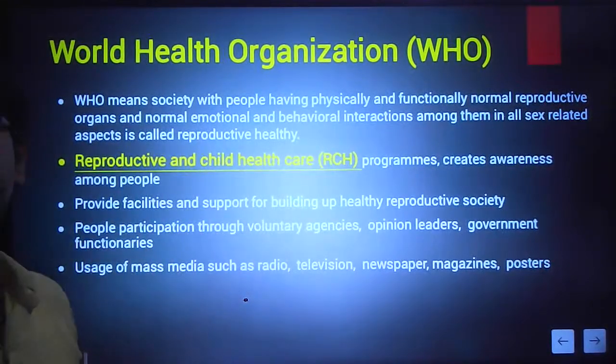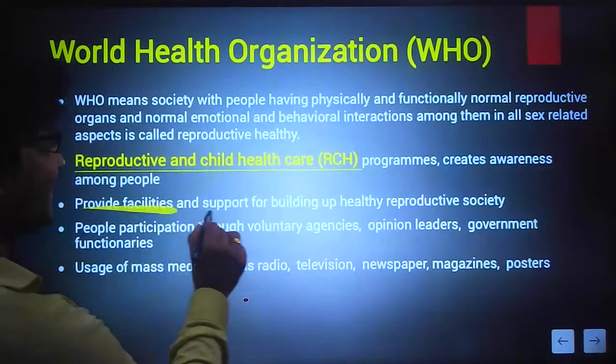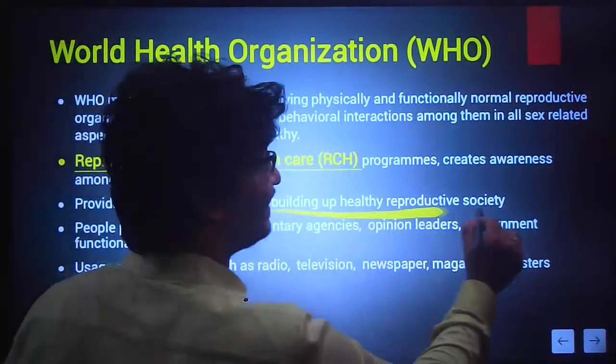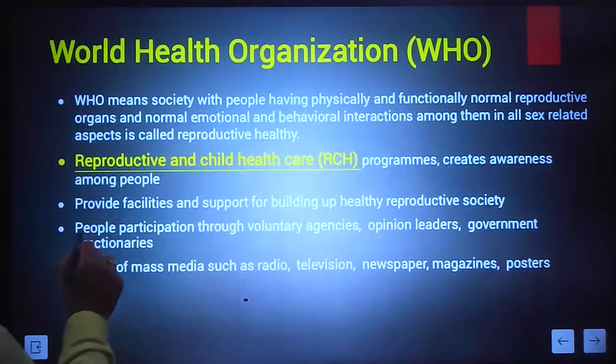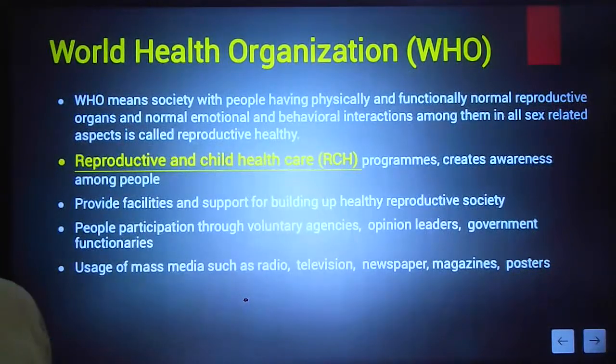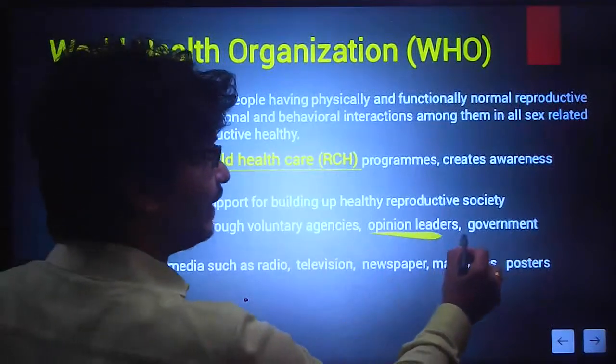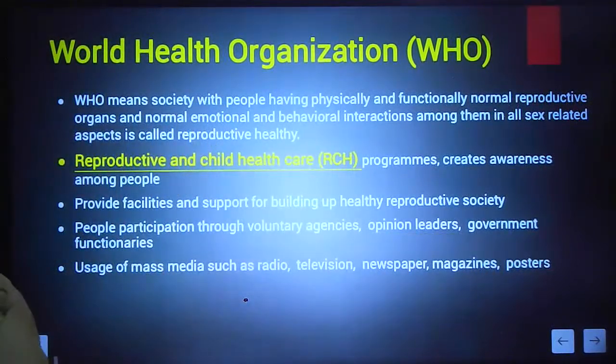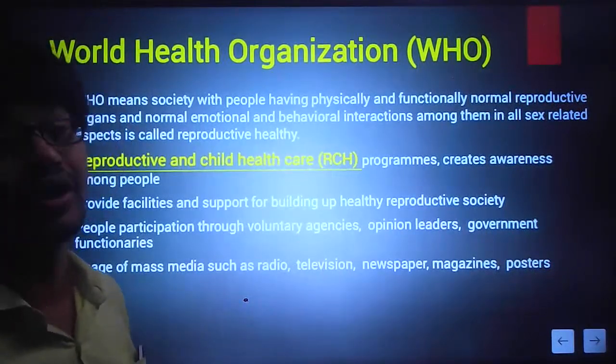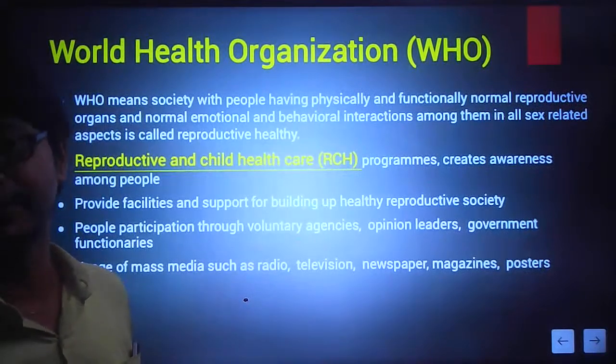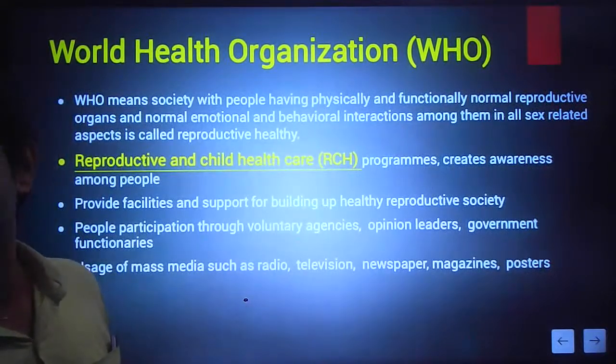They provide the facilities, the infrastructure, the medical facilities, and supporting facilities like healthcare workers, doctors, providers, pharmacology, diagnosis, family planning, a lot of things. They must provide the facilities and support for building up a healthy reproductive society, and people's participation through voluntary agencies. There are voluntary agencies and opinion leaders, because they also collect opinions from various people, like opinion leaders and government as well as non-government functionaries. They get suggestions from the people, especially about reproductive health.